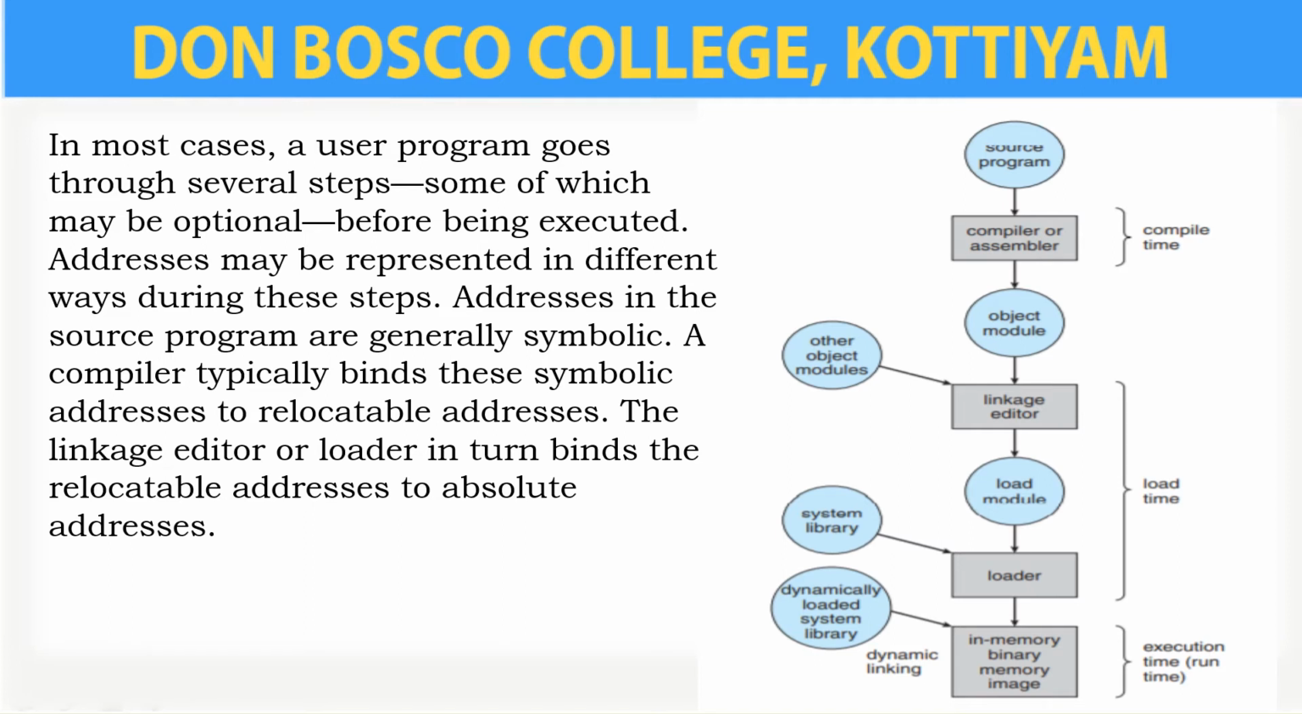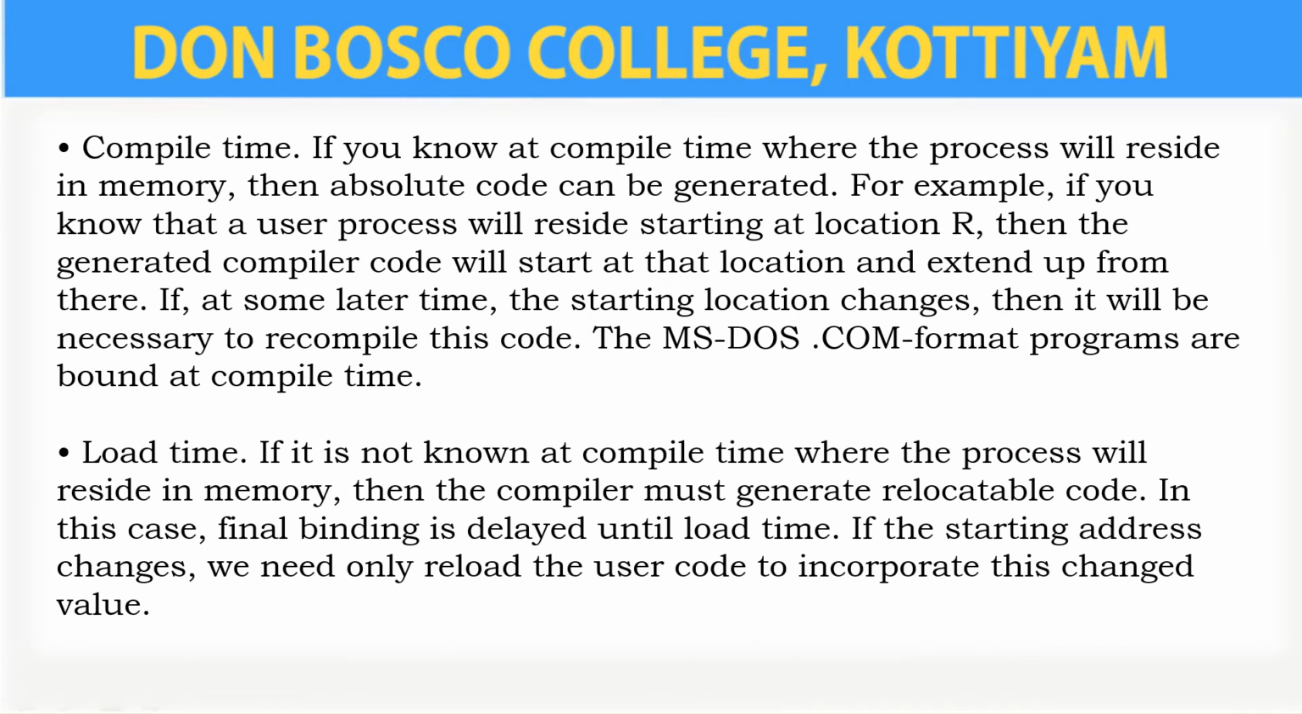Addresses in the source program are symbolic constants. A compiler will bind these symbolic addresses to relocatable addresses. The linkage editor or the loader will bind these relocatable addresses to absolute addresses, and each binding is a mapping from one address space to another address space. Binding of instructions and data to memory addresses can be done at any of the steps.